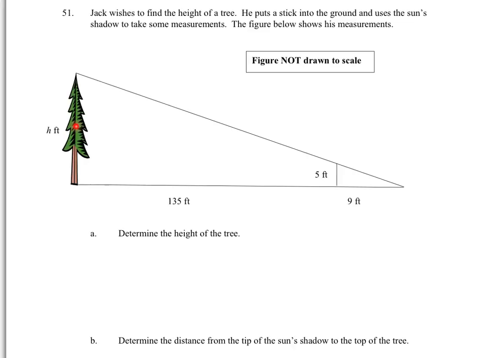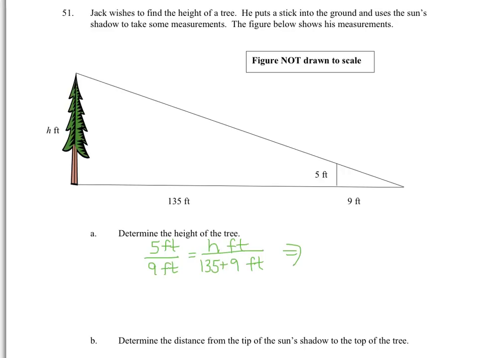Well, I don't know this height, but I know that this whole length is 135 plus 9, and then I have this little triangle, which has a height of 5 feet and a length of 9 feet. So I can take this triangle, which is similar to this triangle, and find my height. So I'm going to have 5 feet over 9 feet, which is my little triangle. And then I'm going to have my height of h feet, which corresponds with the 5 feet, and my total length, which is 135 plus 9 feet.